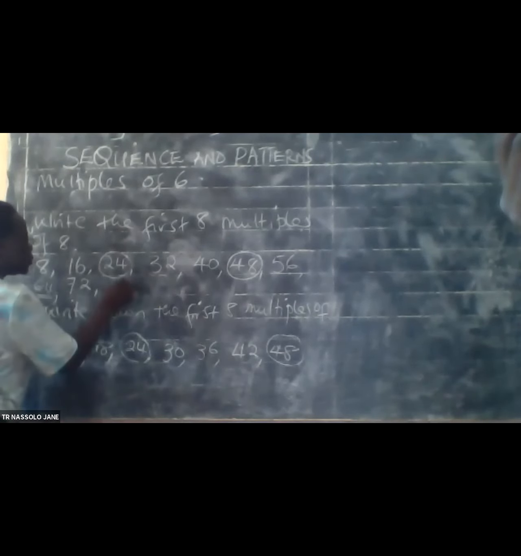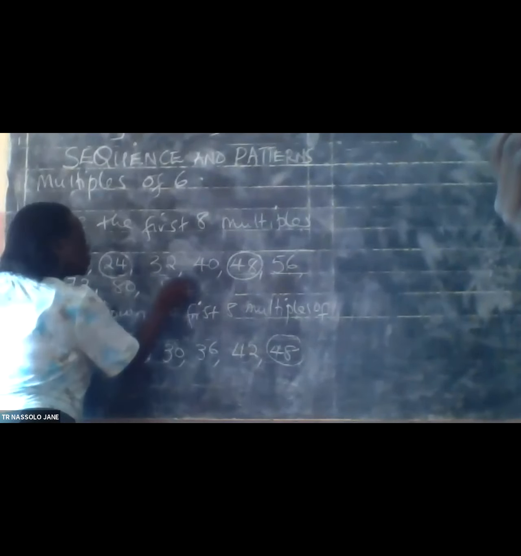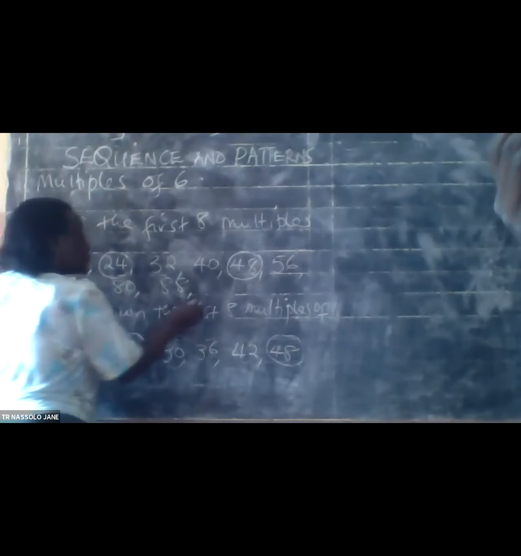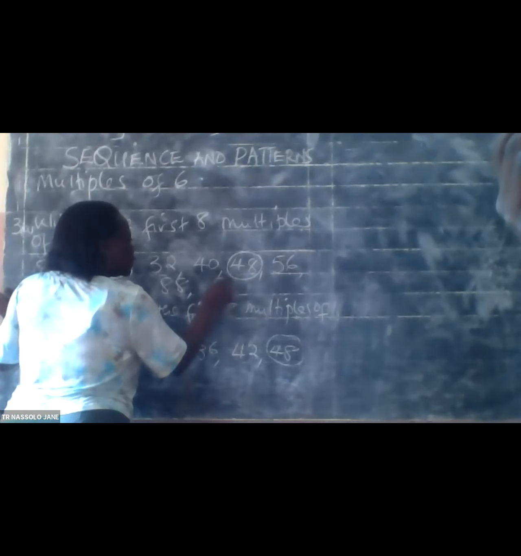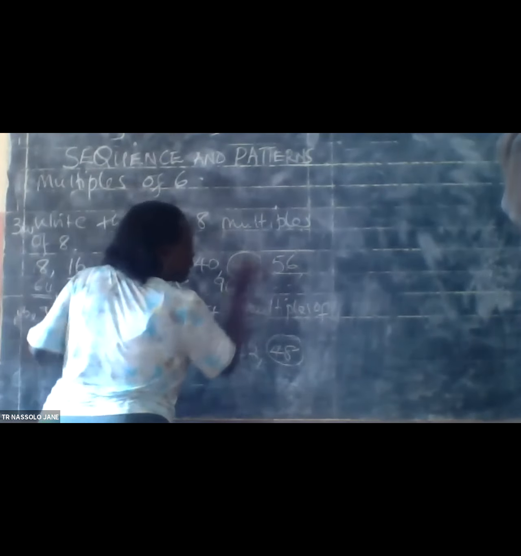So, can we continue with the list? We had stopped on the 8th multiple of 8. Continue giving me more numbers from 72. 72, 80, 88, 96. That's the top multiple.